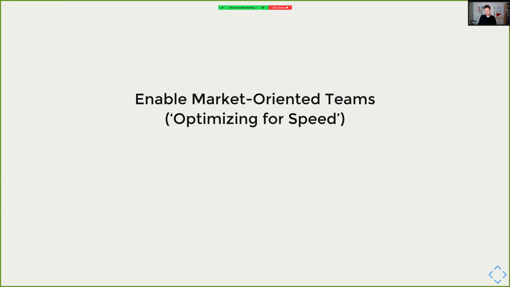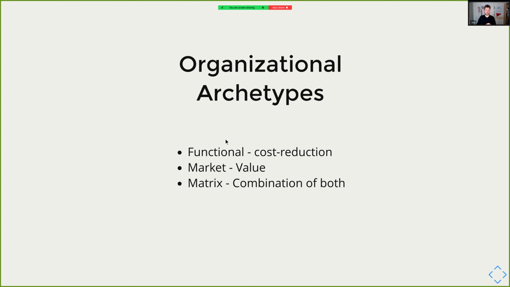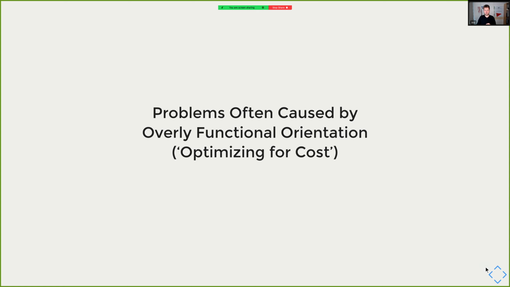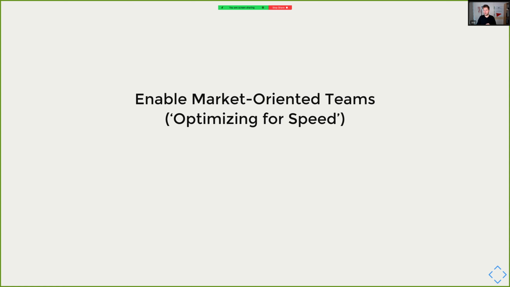And DevOps best practices largely advocates for optimizing for speed over optimizing for cost. So, what was it called? Market over functional is what we like. And this is to improve the ability for small teams to deliver on customer value quickly.